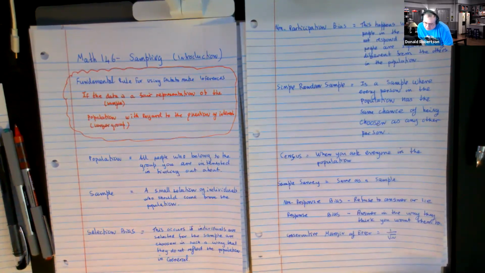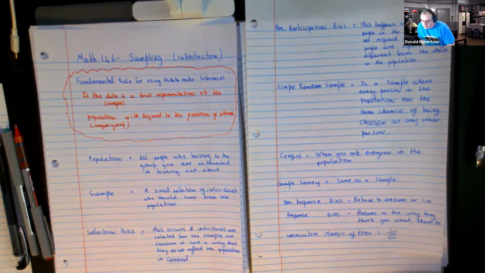So if you're looking for a little nitpicky difference, non-participation is they just never reply to the survey. And non-response is they either replied and said no comment, or you asked them physically and they said, I'm not telling you.